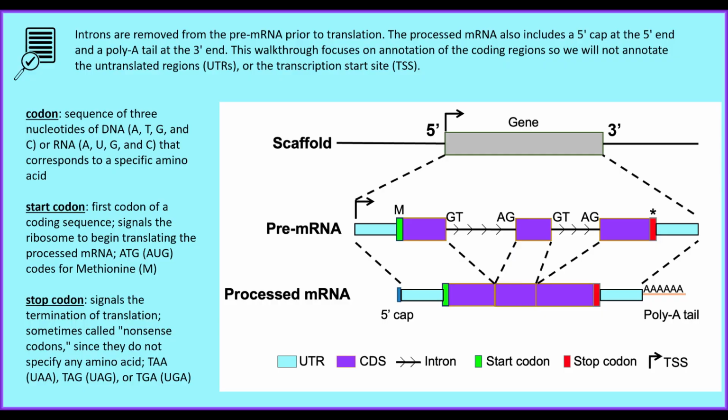This diagram shows us what the process of translation looks like, going from pre-mRNA to processed mRNA. Before translation of our processed mRNA occurs, the introns in our pre-mRNA are spliced out, hence why we refer to our GT and our AG sequences as our splice sites. Our start codon, ATG, which codes for methionine, will signal translation to begin for our coding sequence. As the ribosome goes along the coding sequences of our processed mRNA, it will encounter a stop codon at the end. This stop codon signals a termination of translation, and our end result will be a functional coding protein.